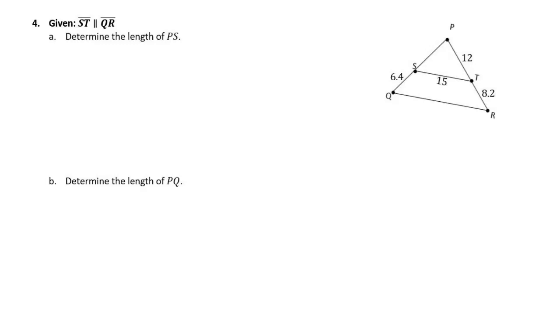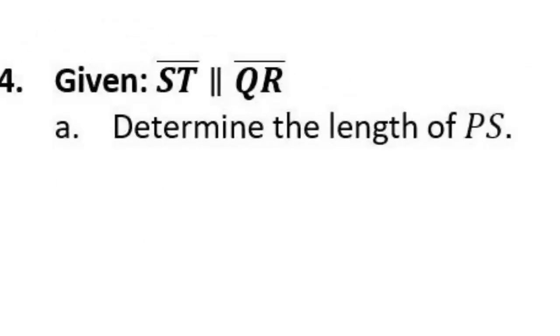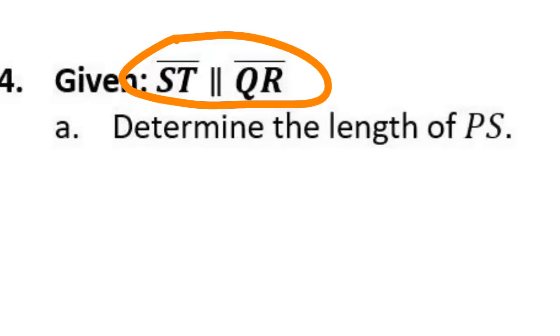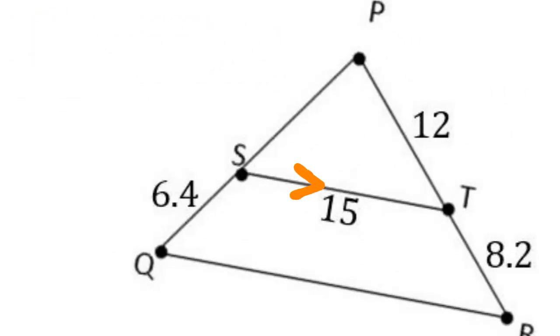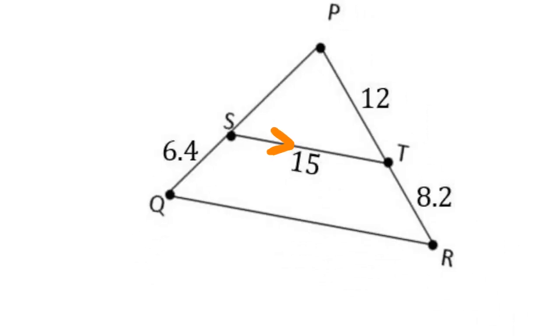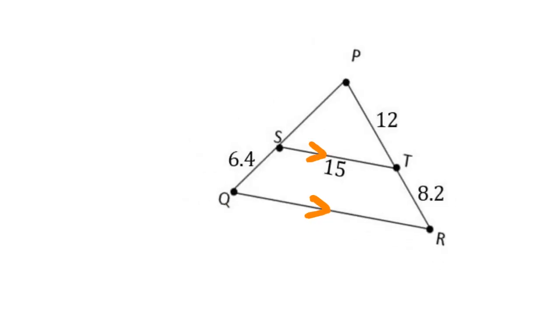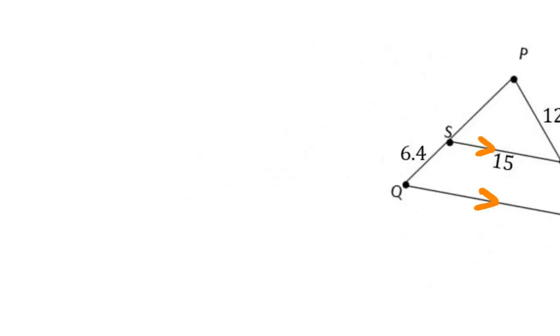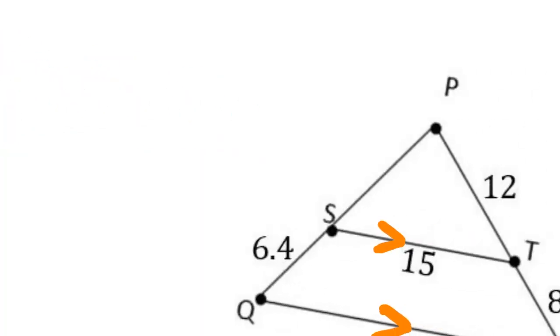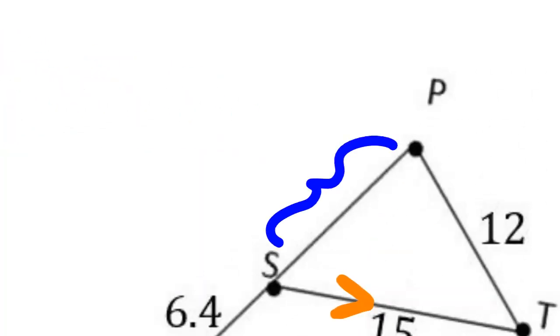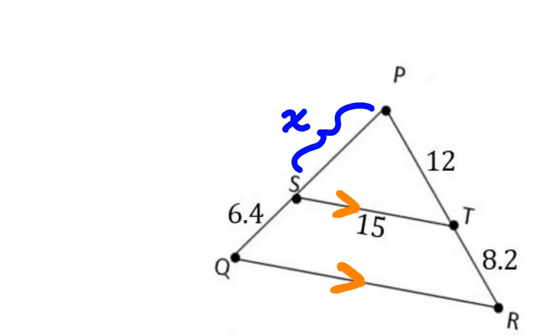All right, so this is the problem that we left off with. We were just getting ready to start this when class ended. It says given segment ST is parallel to segment QR. So this segment up here that's 15 is parallel to this segment right here, QR. Determine the length of PS. Since I don't know how big PS is, I'm going to call it X.